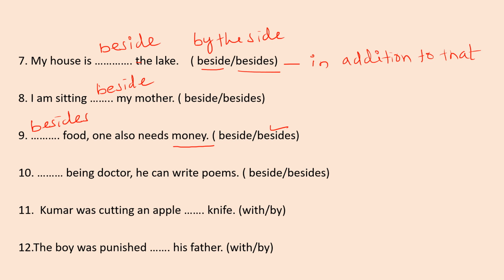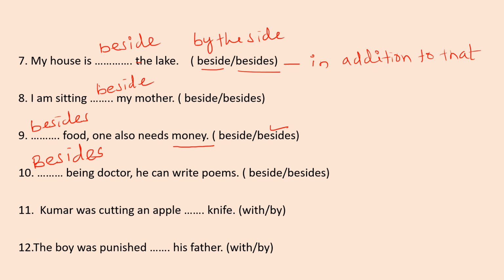See this one. Actually, he is a doctor. Doctors are almost busy with their profession. But here, in addition to that, some doctors, whenever they get free time, can write poems, they can write some novels also. So he's having one habit of writing. So being a doctor, he's having the habit that he can write poems also. So that's the reason the answer will come in the form of besides. Besides being a doctor, he can write poems.